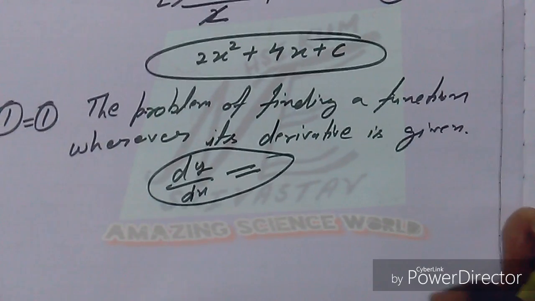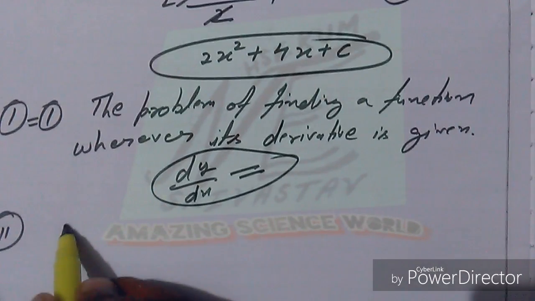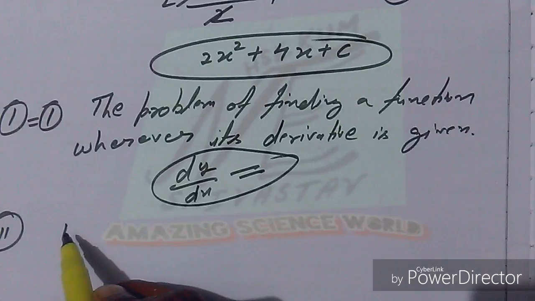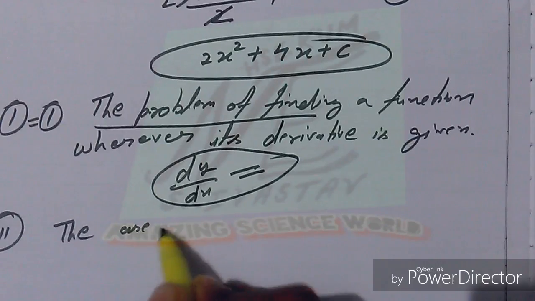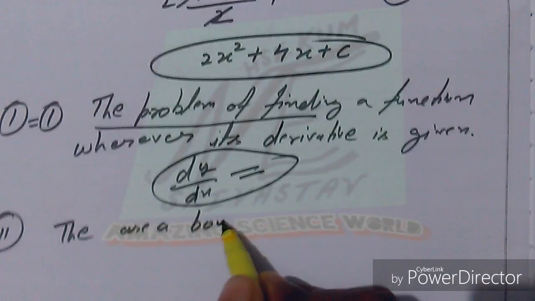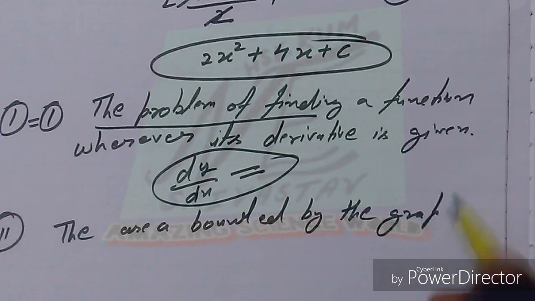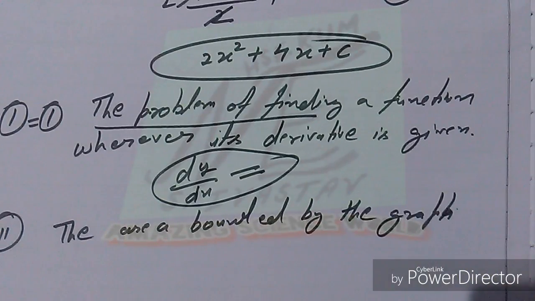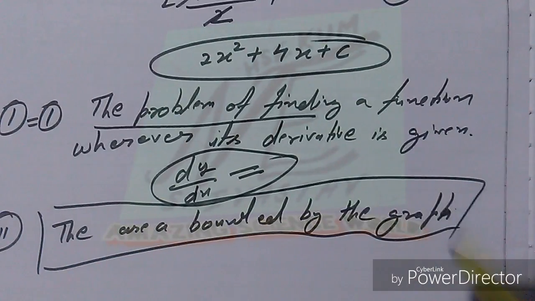And the second is the problem of finding the area bounded by the graph. Okay, friends, we find the area bounded by the graph. We integrate the function. We find the area by integration. Okay, my friends, now we start the chapter.